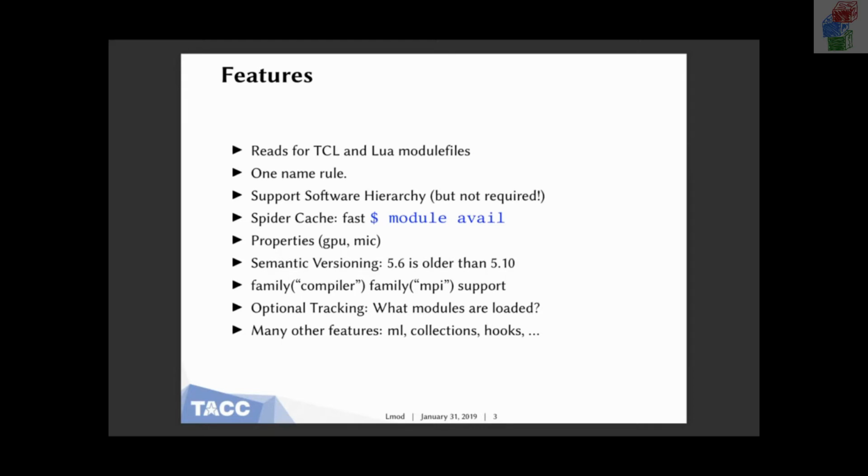Lmod supports semantic versioning, which means that 5.10 is newer than 5.6, which is not the way it would be if you just used lexicographical ordering. It has support for families. So you can have only one compiler loaded, or one MPI stack loaded, or one Python loaded. If you have Python 2 and Python 3 on your system, you could, if you wanted to, prevent people from having both of them loaded at the same time. You can also track what modules are being used. I think this is an important feature and one we use a lot to figure out what people are using and what we can deprecate.